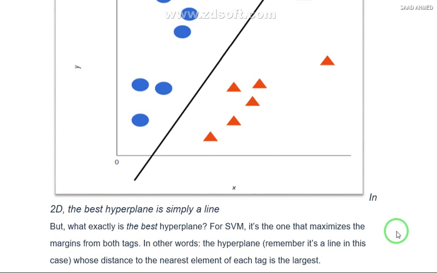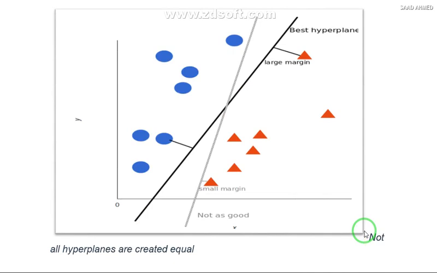For SVM, the best hyperplane or decision boundary is the one that maximizes the margin from both tags. In other words, the hyperplane whose distance to the nearest element of each tag is largest. It finds the largest distance from both tags, and then draws a line. You can see an example here of different hyperplanes, and the best one is shown with the black line, and the gray one is also a hyperplane, but it's not that good.